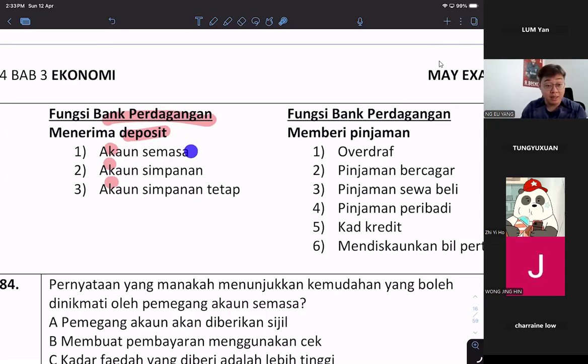So using account semasa can use overdraft and check. My question is how to differentiate these 3 accounts. Okay, Jihin. Account simpanan faedah rendah. Okay. So that's why we are using interest. So that's why when we are using interest, it's known as your kada faedah. So kada faedah for account semasa, tiada. Kada faedah for account simpanan rendah. So kada faedah as the pulangan for account simpanan tetap is tinggi.